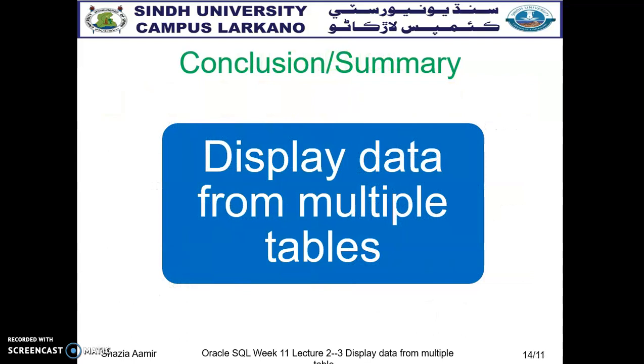This is the conclusion. If you want to display the data from multiple tables, how to display? You can display the data from multiple tables by using the joining condition. There are several types of joining condition: natural join, inner join, outer join, and self join. We will discuss outer and self join in the next lecture.